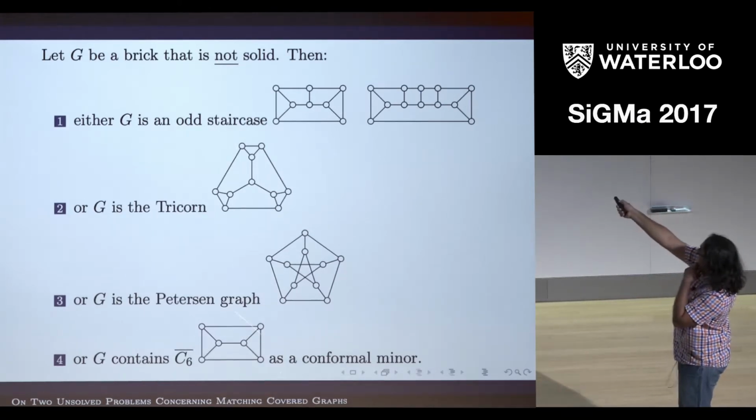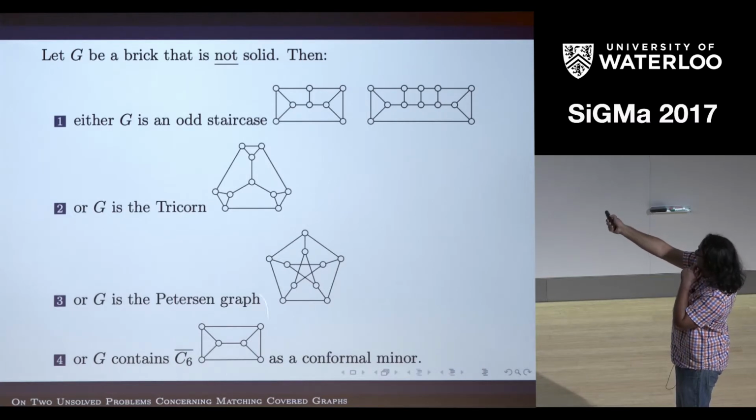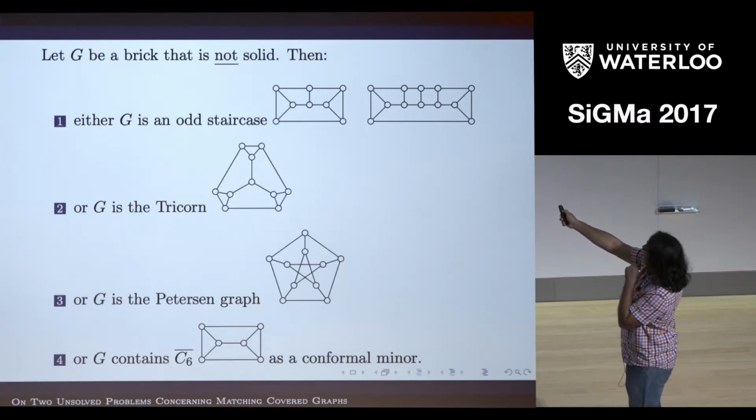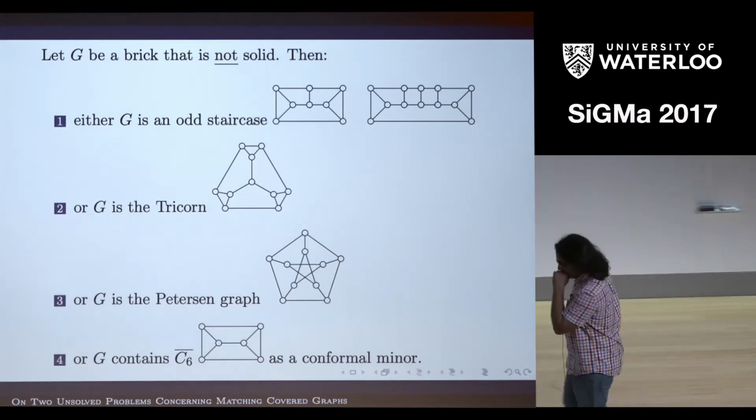smallest counterexample to the Birkhoff-von Neumann observation, as a conformal minor. The only exceptions are the planar ones and the Petersen graph. Right.